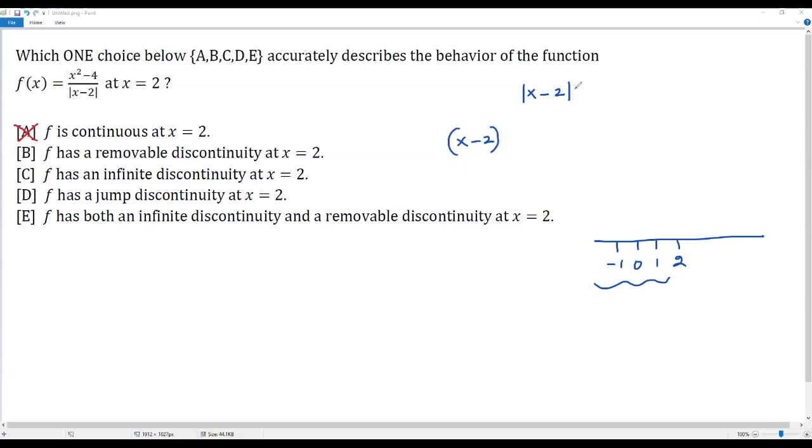So then this absolute part will be redefined as negative of x minus 2 when x takes values less than 2, that is, when x is less than 2.